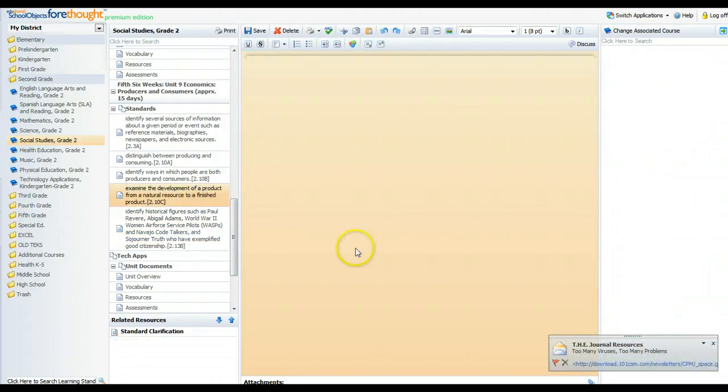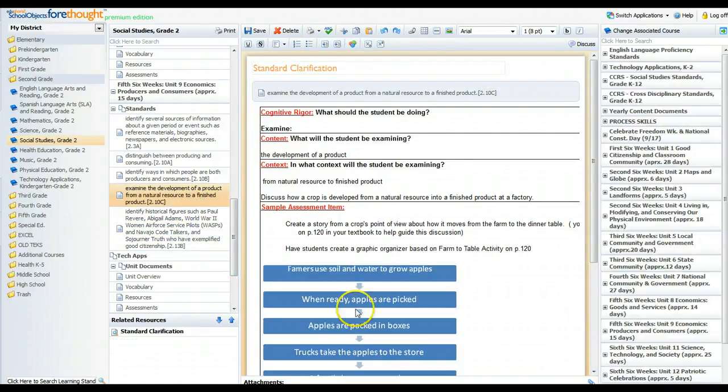Now let's look at this last one that's going to pop up here. This is going to be: examine the development of a product from a natural resource to a finished product. So you need to discuss how a crop is developed from a natural resource into a finished product at a factory. So a sample assessment was: create a story from a crop's point of view about how it moves from the farm to the dinner table.